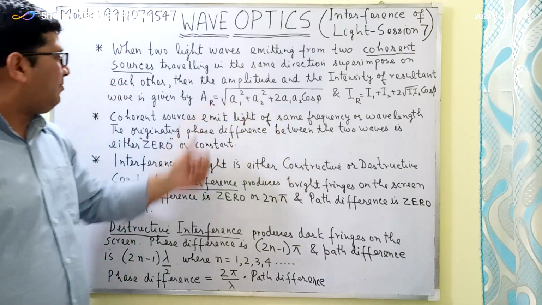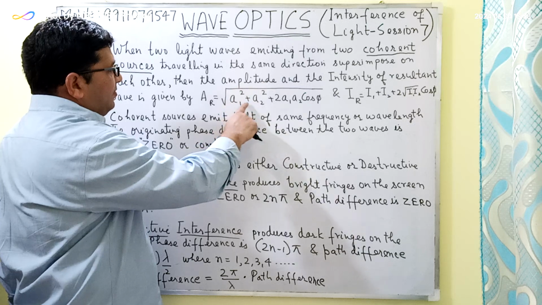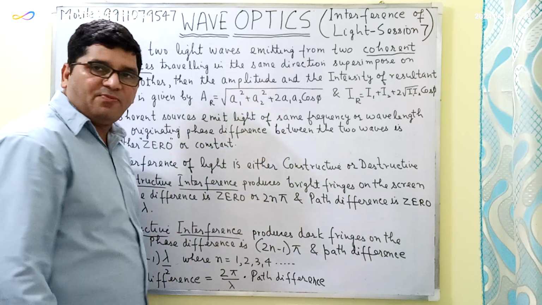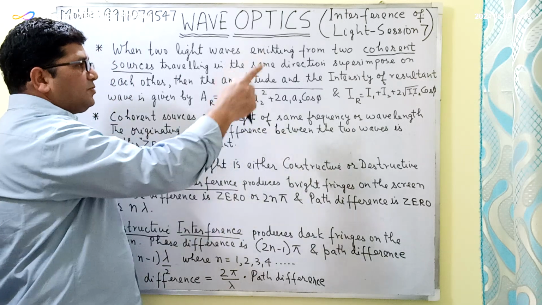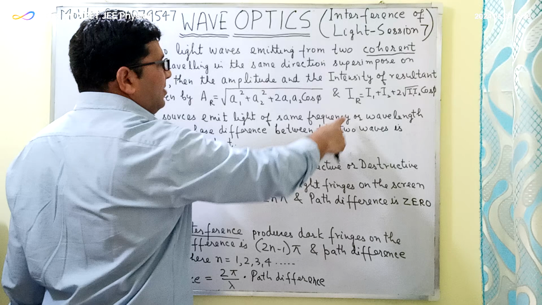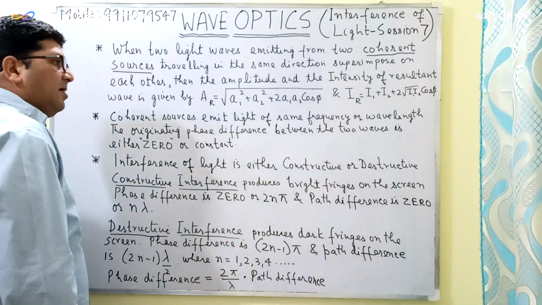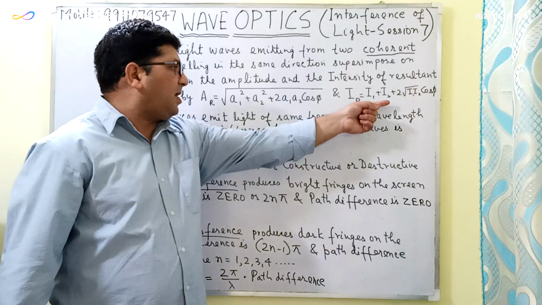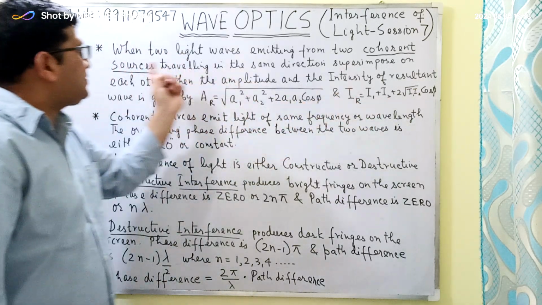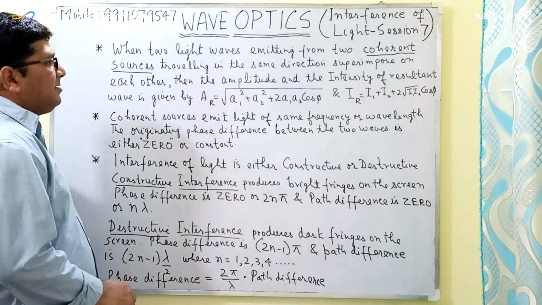That is, the amplitude of the resultant wave AR is equal to under root of A1 square plus A2 square plus 2A1 A2 cos phi, where phi is the phase difference between those two waves, and the intensity of the resultant wave is given by I1 plus I2 plus 2 times under root I1 I2 cos phi, where I1 and I2 are the intensities of the individual waves. So this phenomenon is called the interference of light.